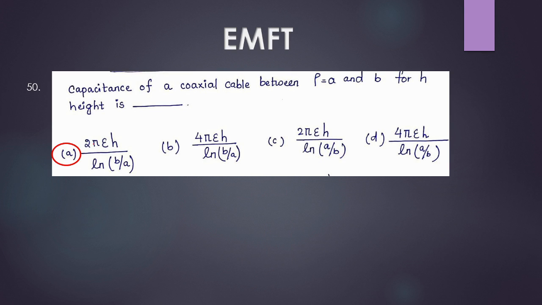The capacitance will be 2 pi epsilon h by ln b by a. This is also a standard formula. What is the capacitance of a coaxial cable? It means 2 pi epsilon h divided by ln b by a.